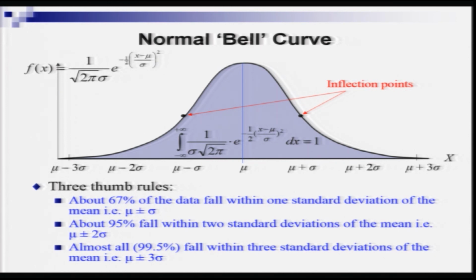I can do this trick again: I can change the minus infinity and plus infinity to mu minus 2 sigma and mu plus 2 sigma, and then the integration will give me a value of 0.95. So, I can say that approximately 95% of the data actually fall within two standard deviations of the mean, that is, mu plus minus 2 sigma. And I can do the same thing for mu plus minus 3 sigma also, and in that case I see almost all values fall in that range.